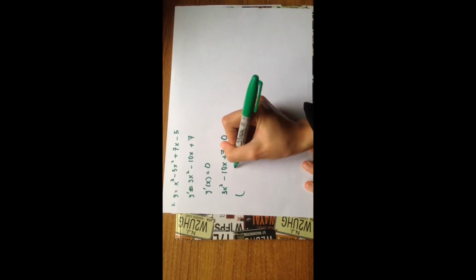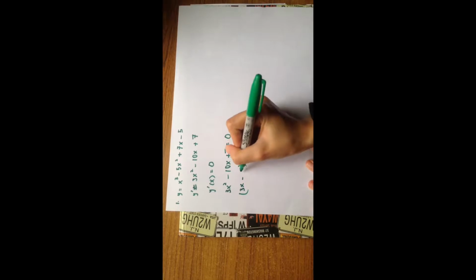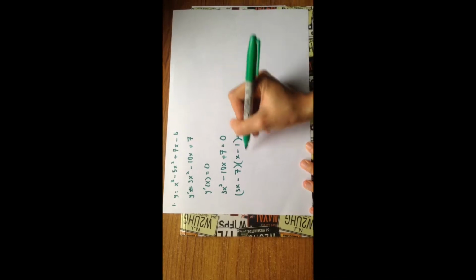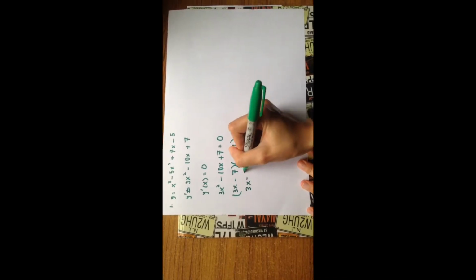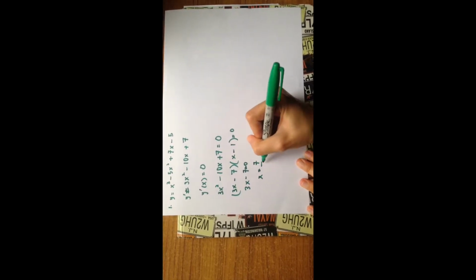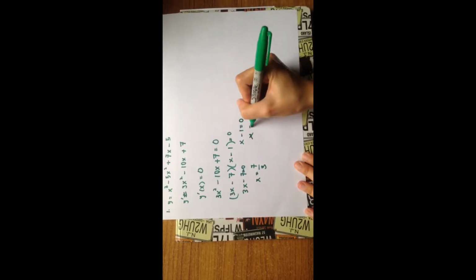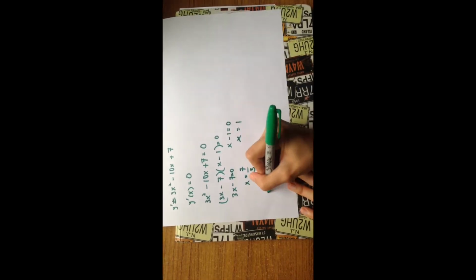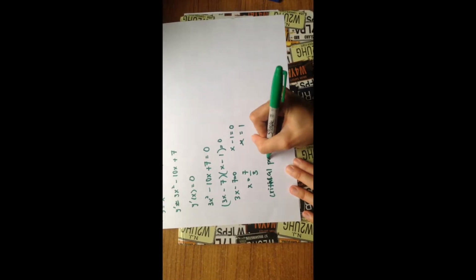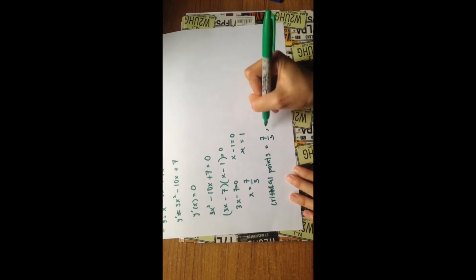We get 3x minus 7 and x minus 1. We solve each equal to 0, and we get x equal to 7 over 3, and from x minus 1 equal to 0, we get x equal to 1. So the critical points are 7/3 and 1.